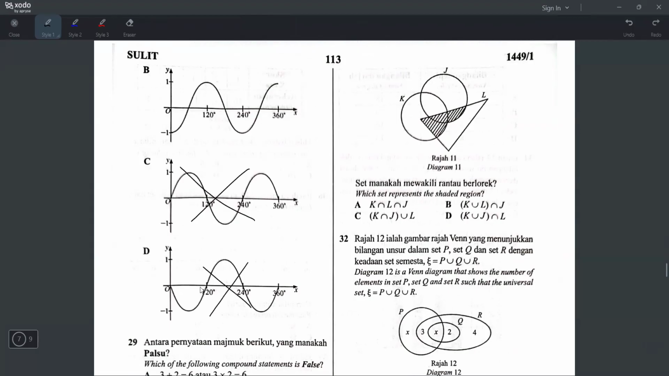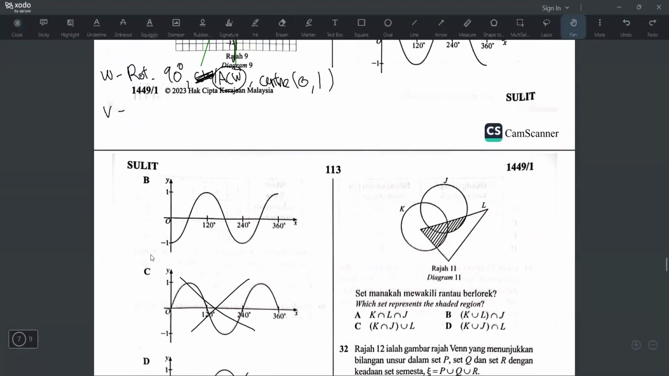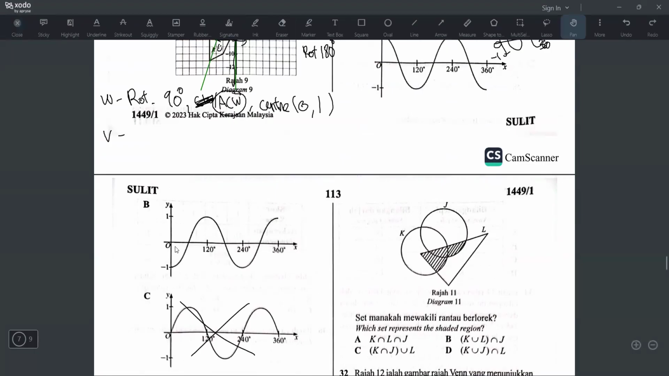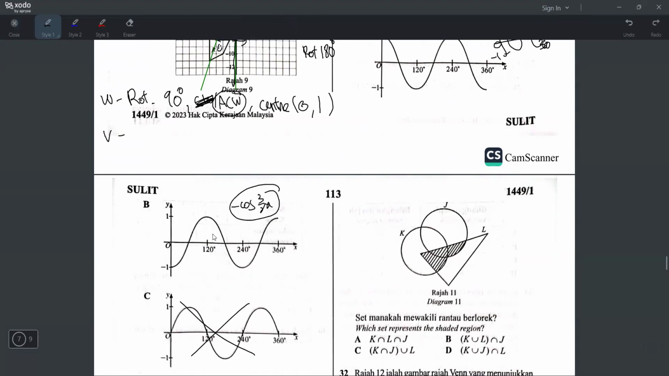D is also a sine graph, but it's a negative sine graph. Yeah, because it's a sine graph yang sudah terbalik. So this one is wrong. B, okay, B is a cos graph, but it's sudah terbalik already. Okay, so you will only get B when there is a negative in your. Okay, kalau macam ni, then B lah.